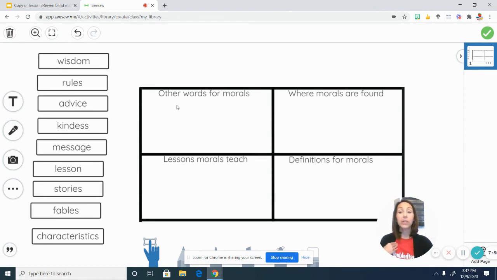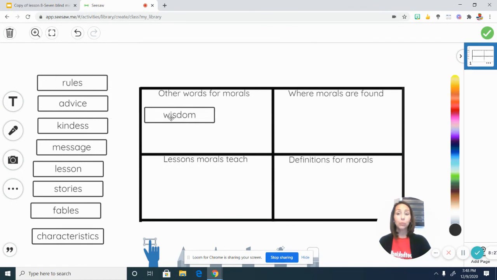Now, I've given you the labels, and I'll read them to you. So other words for morals, so other words that would mean the same as moral; where morals are found; lessons morals teach; and definitions for morals, so ways to explain what a moral is. And over here, we have some words from our list that we just made earlier. What you're going to do is use the move tool to move these words into the group in which you think it best fits.